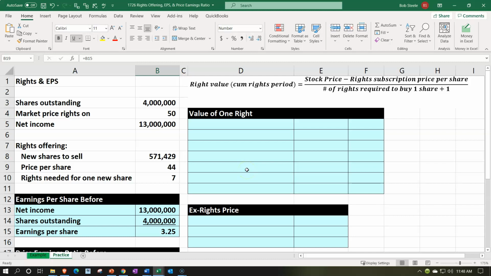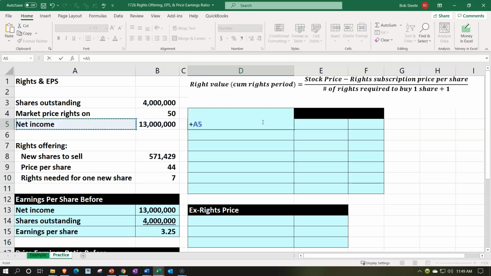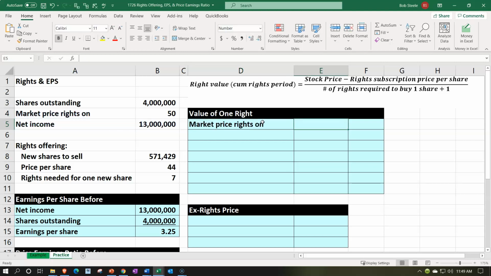What's going to be the value of 1 right? We're going to use our calculation for the rights value, cum rights period, equal to the stock price minus the rights subscription price per share divided by the number of shares required to buy 1 share plus 1. So we're going to have the selling price. We're going to say that the share's market price is going to be 50.